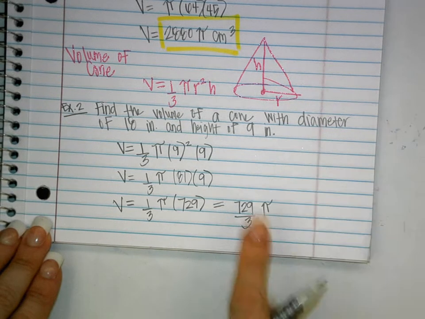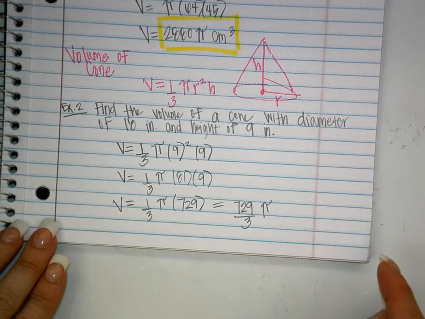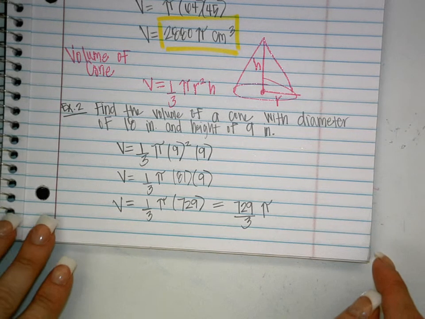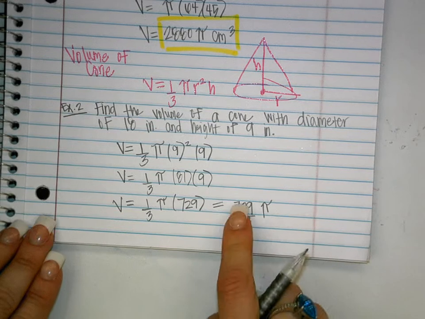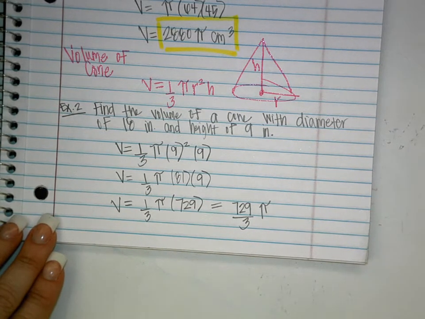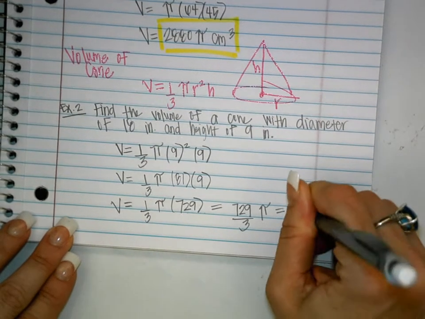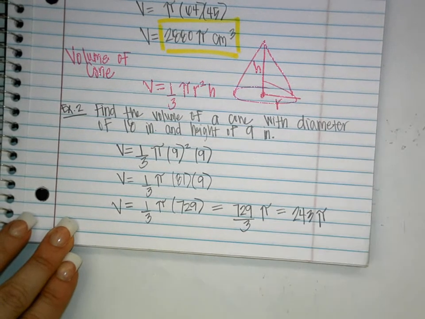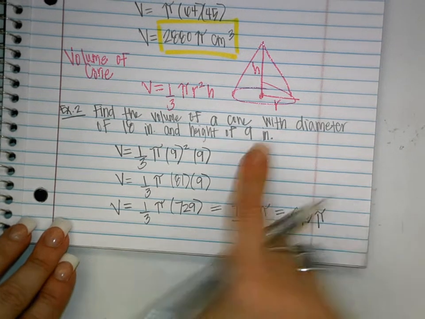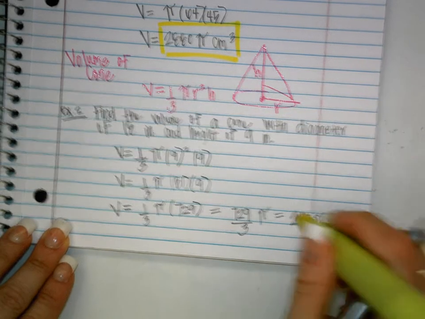Do you think that 3 can go into 729? Yes. How do you know? Are you just guessing? Exactly, because 3 goes into 72 and 3 goes into 9. That works. Okay, so what's 729 divided by 3? 243. So 243 pi. Okay, and remember we're going to leave pi in our answers. And this one is inches cubed. That's your answer.